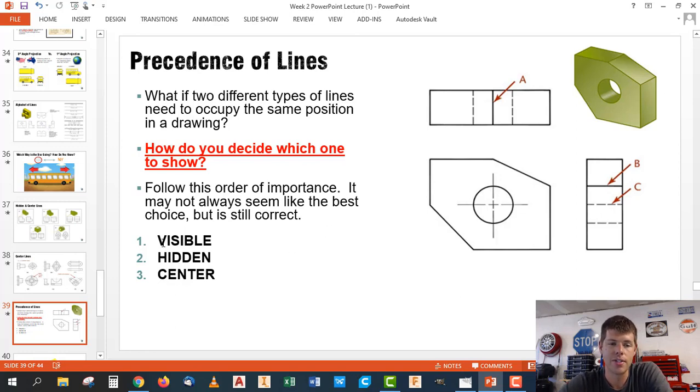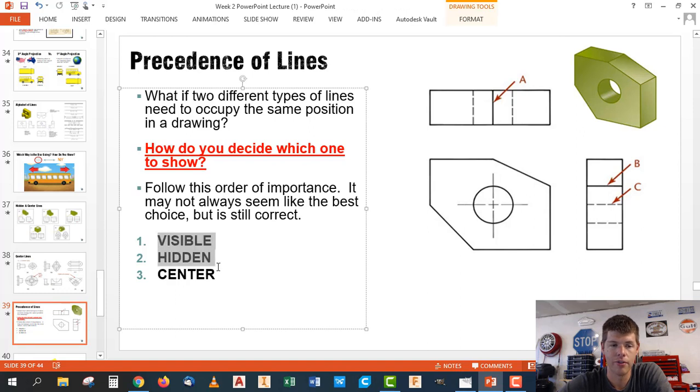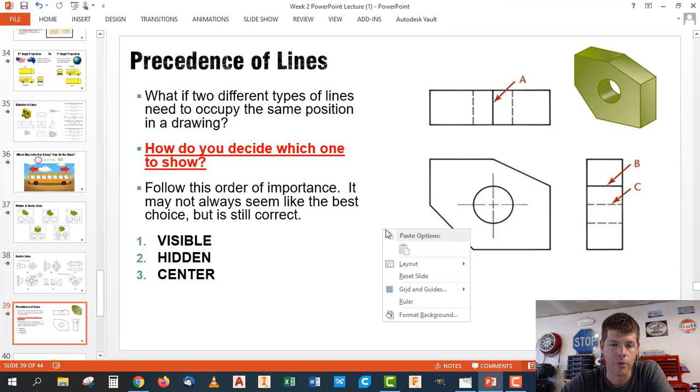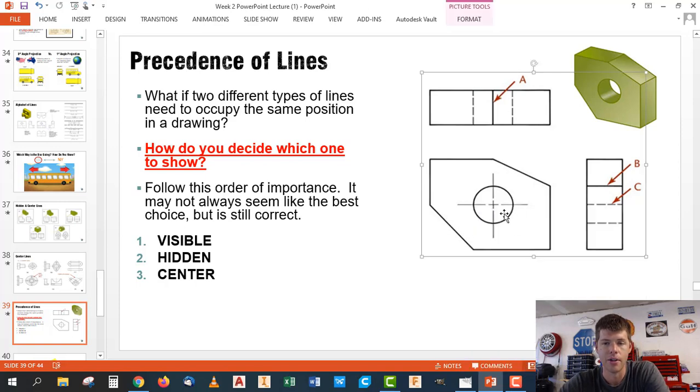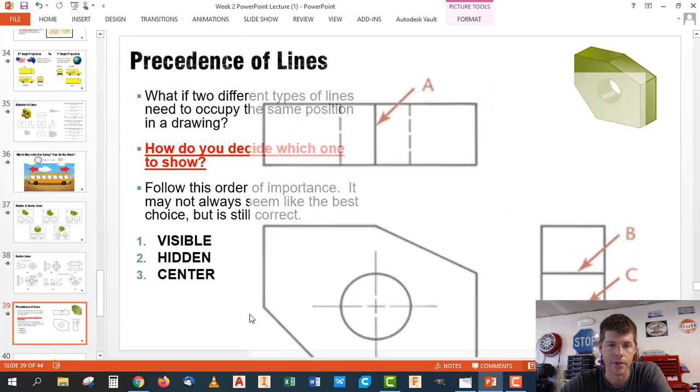But here's how you decide what to show or what to leave off. If you can remember this order of importance when you draw things, visible, hidden, and center, you already know what to do. So let's look at three examples up here. Okay, so remember, visible, hidden, and center. So I'm going to take this and increase the size a little bit here.